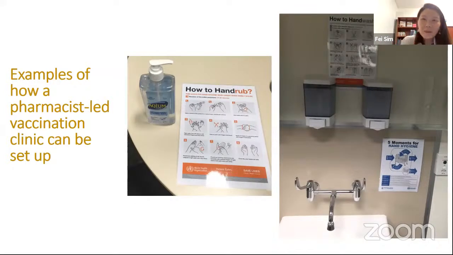These are a couple of photos that I took from our model pharmacy on campus, because obviously you need to have adequate hand washing facilities in the clinic. You also need to have hand rub, and instructions on how to hand rub. So this is how we set up a vaccination clinic. And we call this a pharmacist-led vaccination clinic, not doctor or nurse-led. Pharmacist-led means the pharmacist is in charge and is the one that actually injects and gives the vaccine.